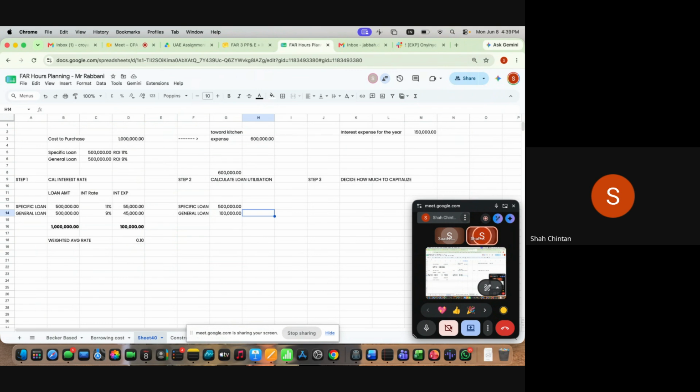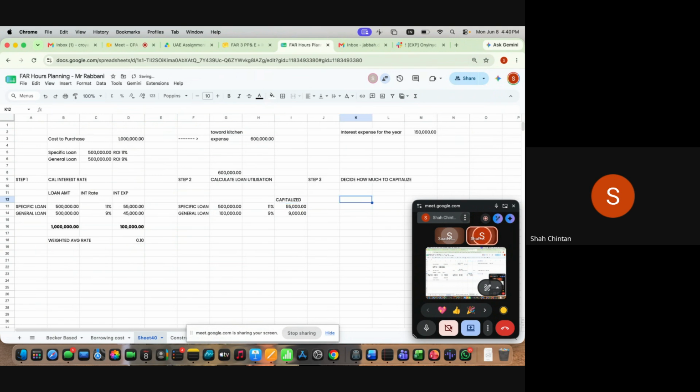So how can interest be capitalized? 500,000 is a specific loan, so I have a specific rate of interest, which is 11%. The general loan has a general rate of interest, which is 9%. So what is my interest expense here? 500,000 into 11% and 100,000 into 9%. So this is the amount which can be capitalized.